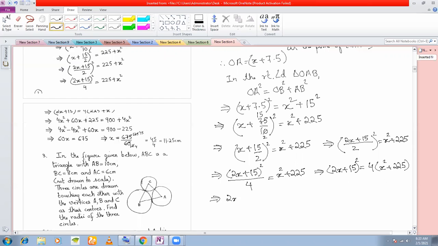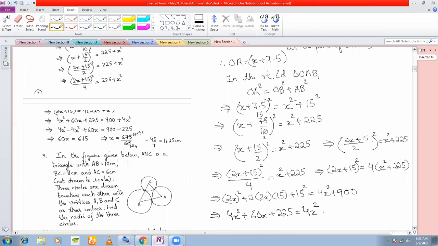So you have a square plus 2ab plus b square is equal to 4x square plus 225 into 4, which is 900. So this gives you 4x square plus 60x plus 225 is equal to 4x square plus 900.